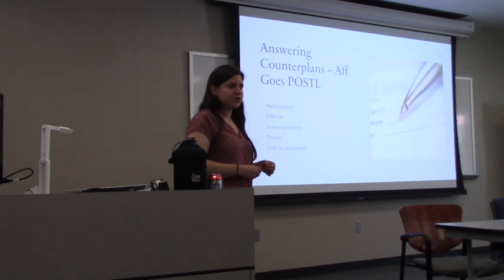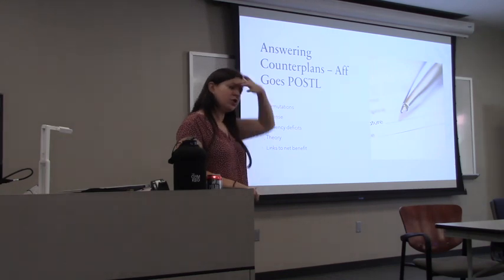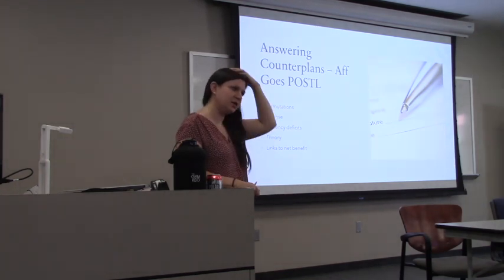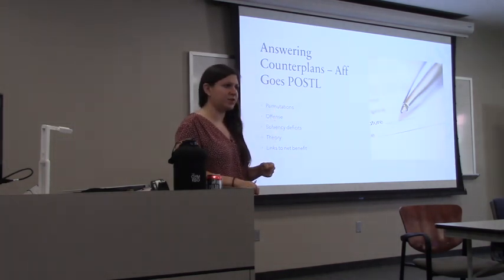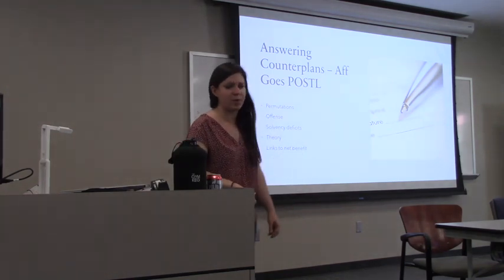And then L is for links to the net benefit. So the counterplan, in order to be good for the negative, has to have a net benefit. The aff wants to say the counterplan doesn't actually avoid the disad that it has presented. It still triggers the disad. So links to the net benefit.